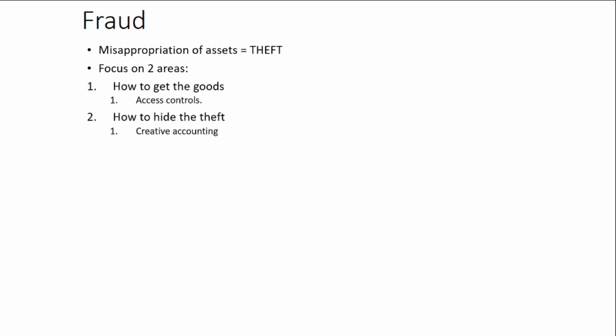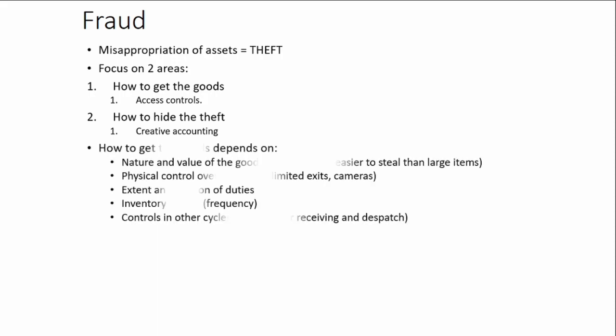We've got things that we want in place. So what sort of controls do they need to have? One of the most important things is the access controls that we want to have in place. And then in order to hide it, management might fraudulently report, right? And we call that creative accounting sometimes.